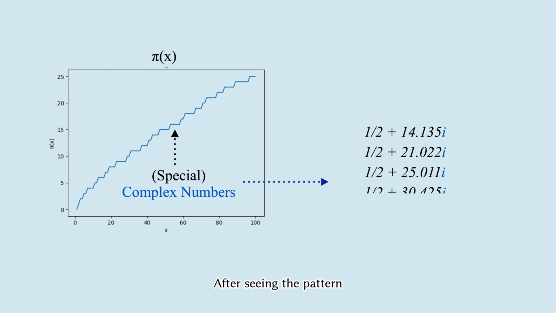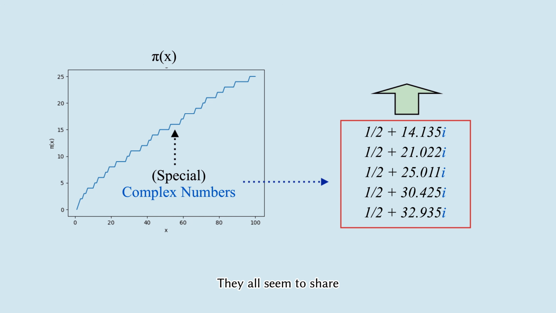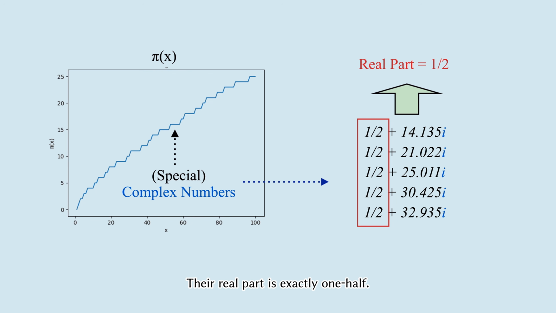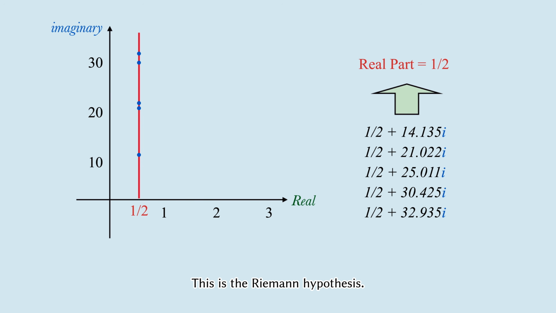After seeing the pattern of those complex numbers, Riemann then made a bold claim. They all seem to share one striking property. Their real part is exactly 1/2. All of them lie on a single vertical line. This is the Riemann hypothesis.